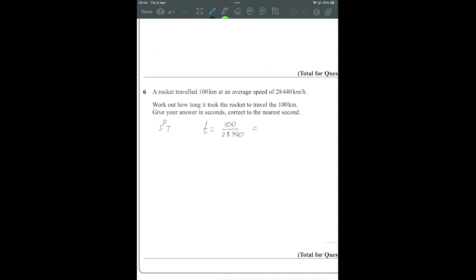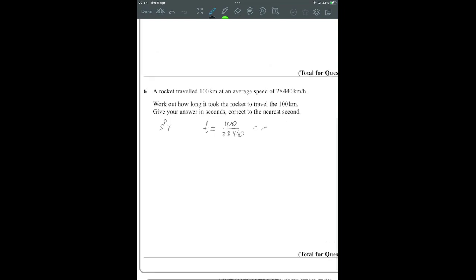Already I can foresee that this is going to be small. This is a very fast rocket going quite a short distance. So 0.0035 hours is not really a useful metric. So let's convert it into seconds. So to convert into minutes, we times by 60. To turn into seconds, we're going to times by 60 again. So I'm just going to times by 60 squared. And that will get me into seconds.